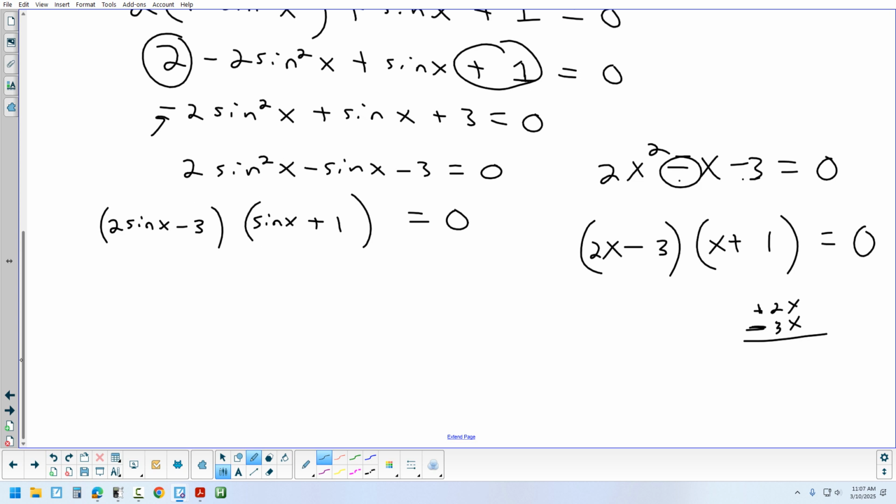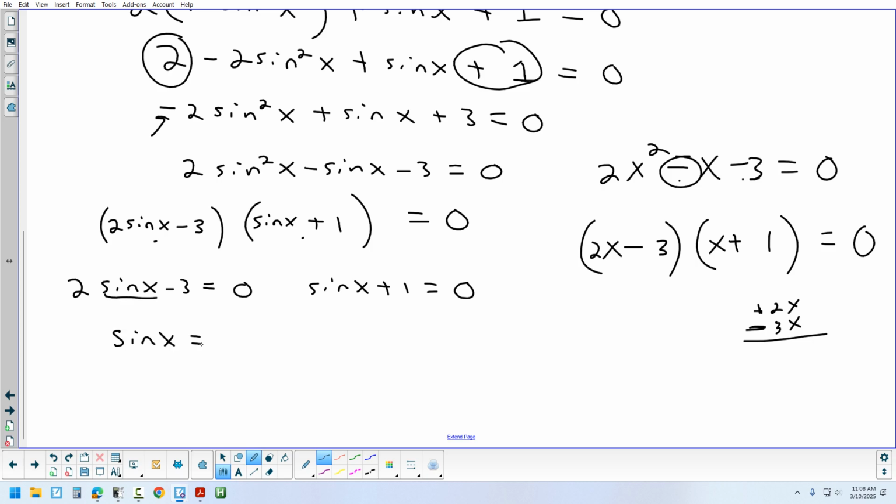Now, once you factor something, what do you do with each factor? You make them equal 0. So there's your first equation, and your second one. So the first thing you want to do is get sine x alone.